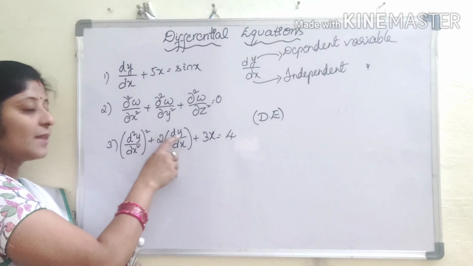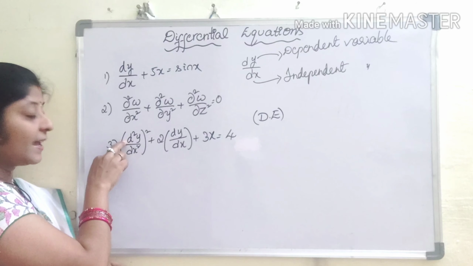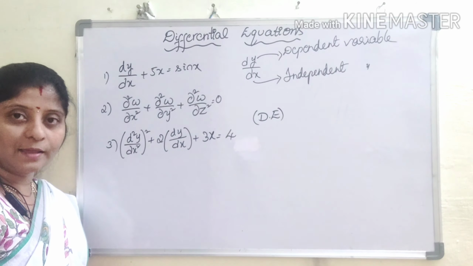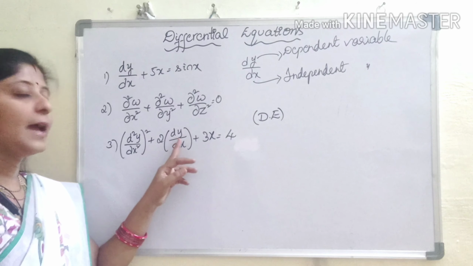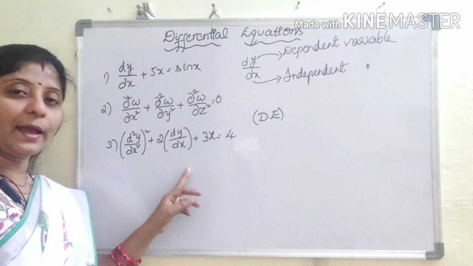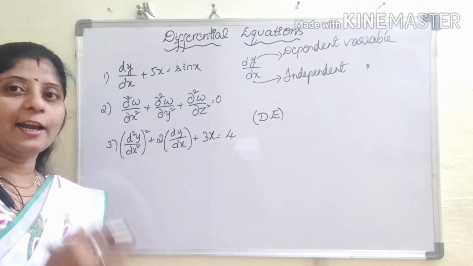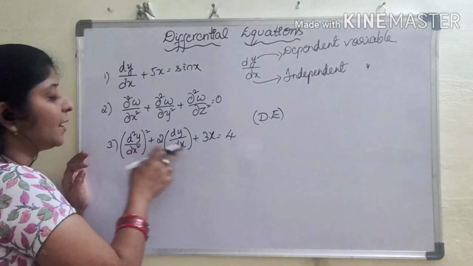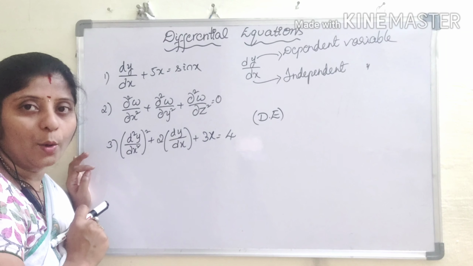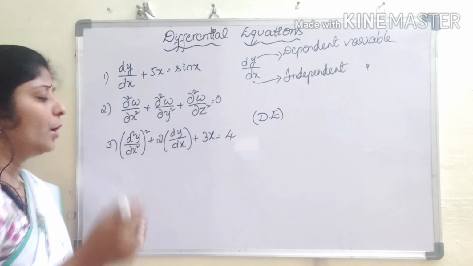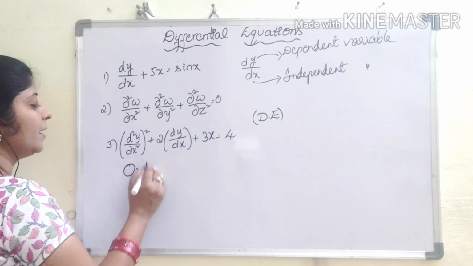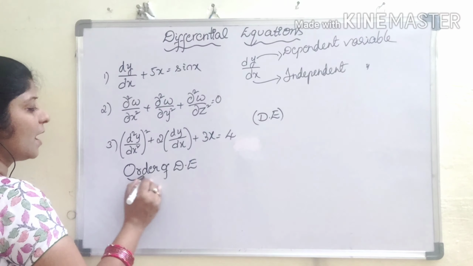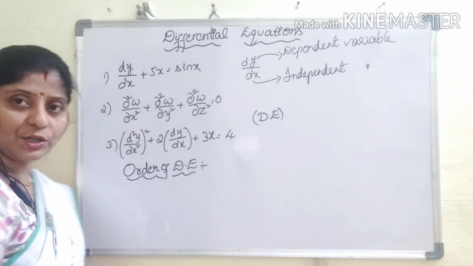Here y is the dependent variable and the second order derivative is d square y by dx square and the first order derivative is dy by dx. That means the derivatives of the dependent variable occur here, and the independent variable is only one. And now, the order of the differential equation. What is the order of the differential equation?